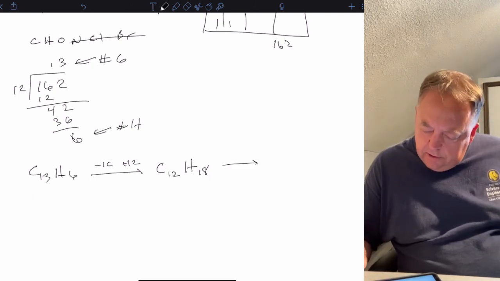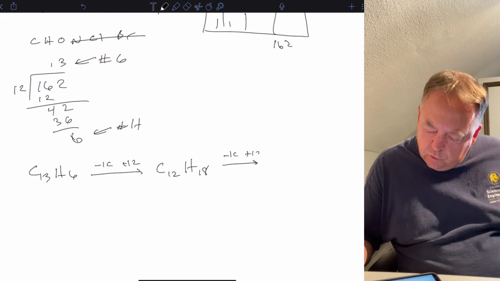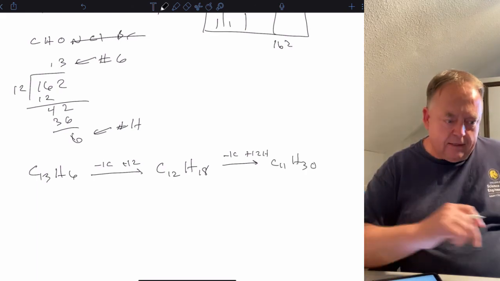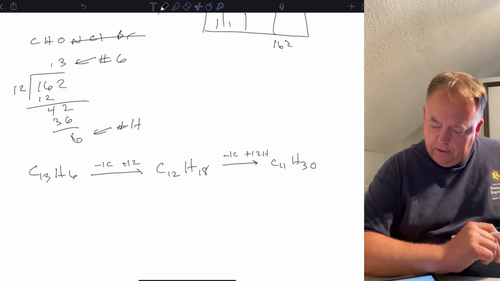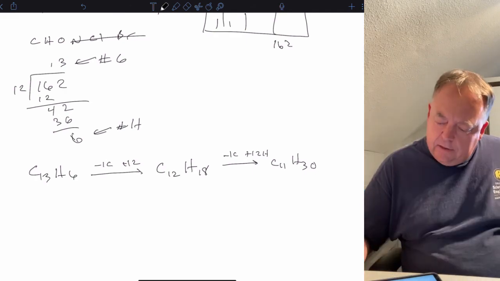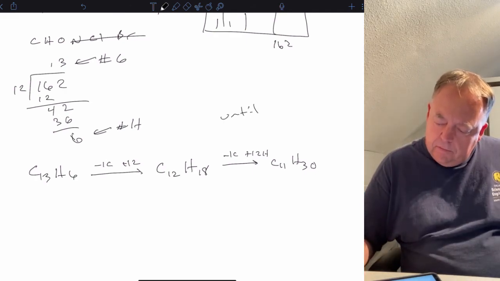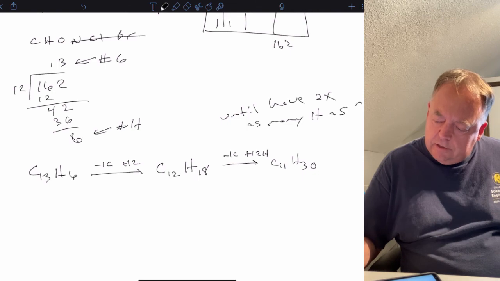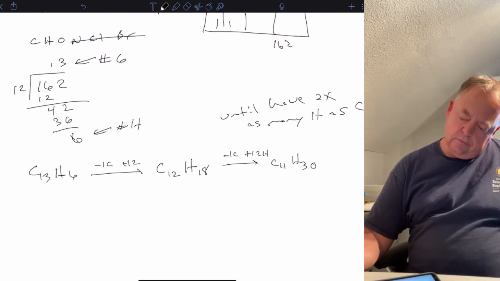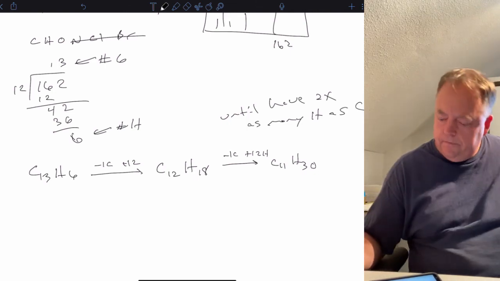And then let's do it again. Minus 1 carbon, add 12 hydrogens. So C11H30 also has a mass of 162. You only need to do that until you have twice as many hydrogens as carbons, and it'll become apparent in a little bit.